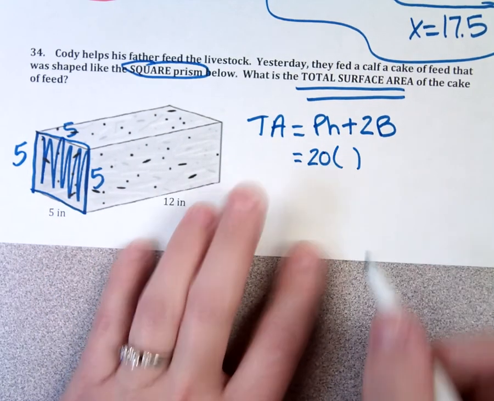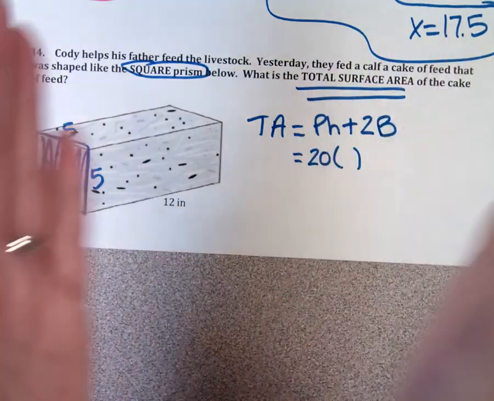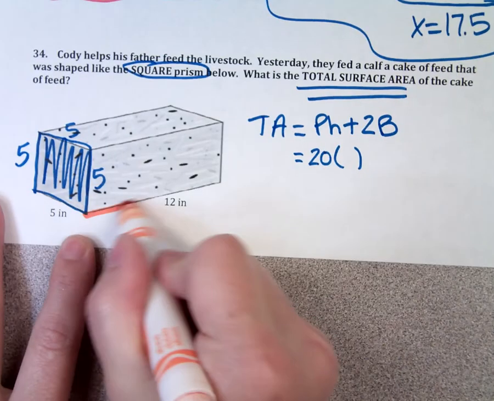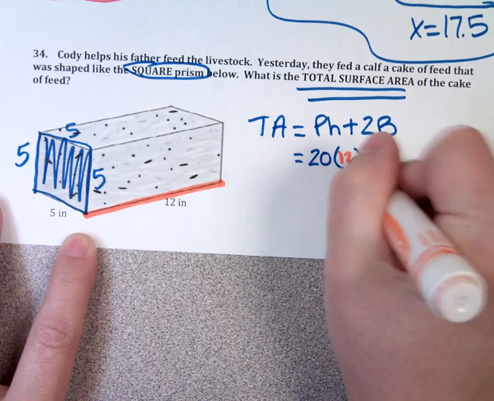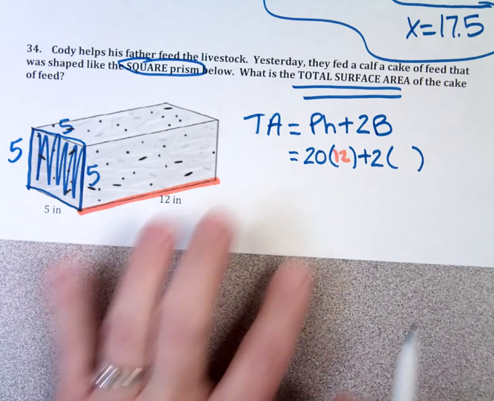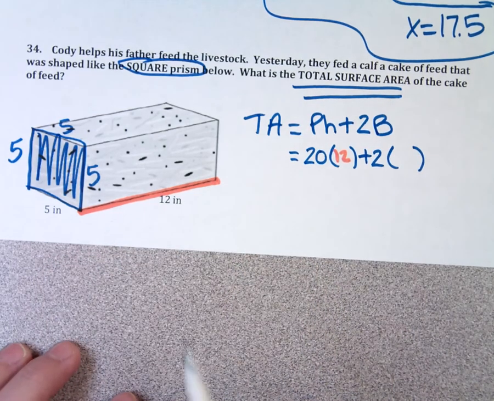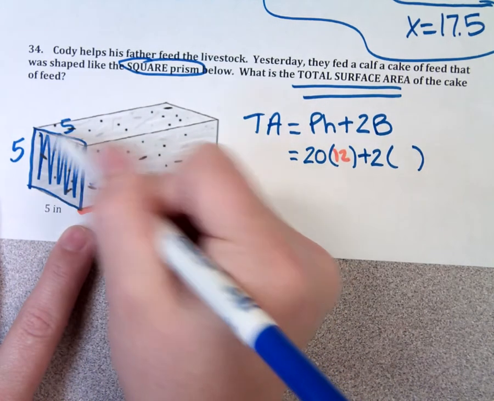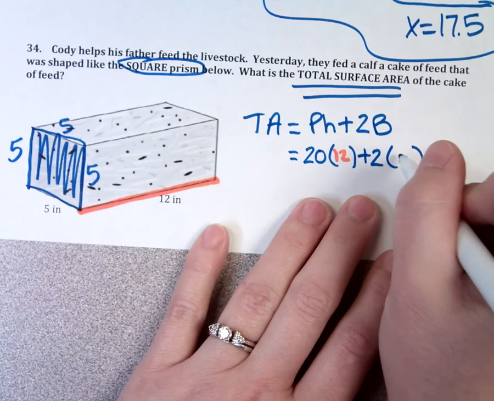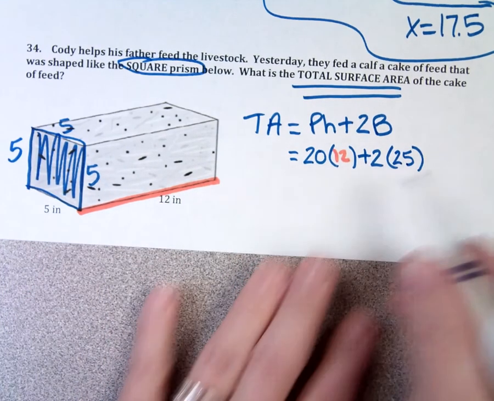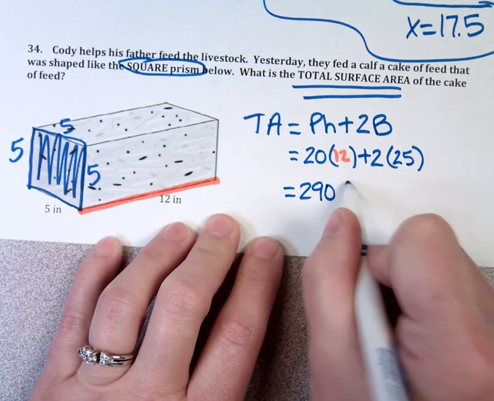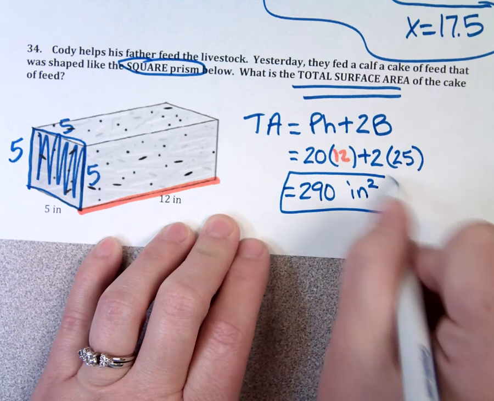Now, this H wants the height of the prism. So if you stood this prism up on its square bottom, how tall would it stand? 12 is how tall it would stand. And then plus 2. And then capital B stands for the area of the base. Well, what's the area of this base? Length times width, 5 times 5, it's 25. Okay, and then I just work all that out, and you get 290. And surface area is always in square units.